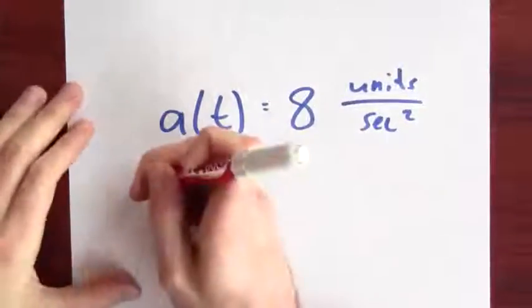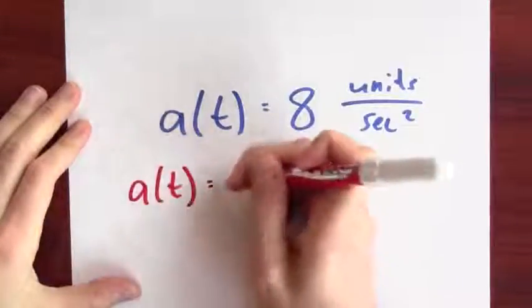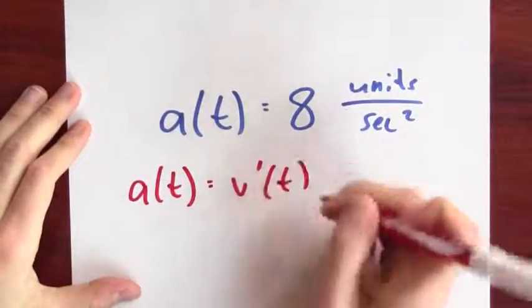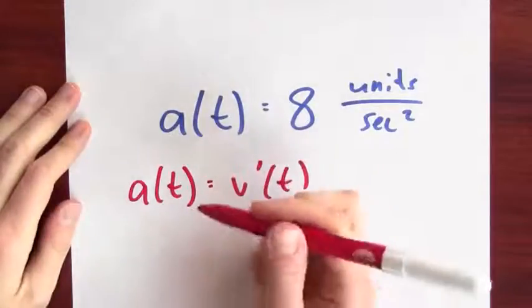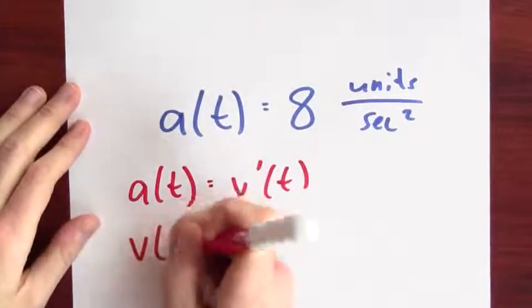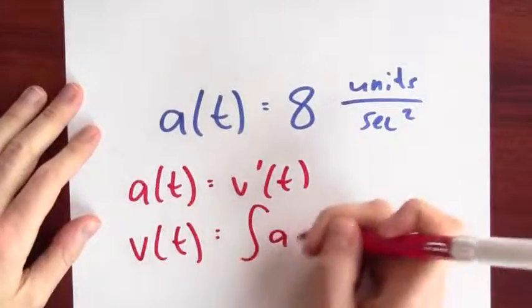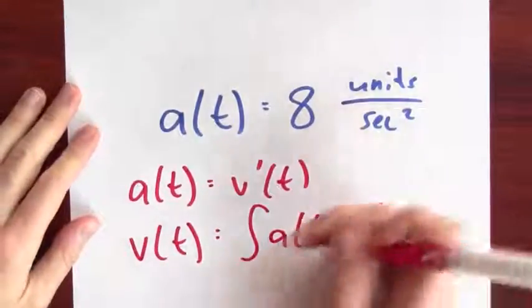We have to think back to how velocity and acceleration are related. Well, by definition, acceleration is the change, so the derivative, in velocity. Acceleration is the rate of change in velocity. Or in other words, velocity is an antiderivative of acceleration. So I know that a of t is 8. Let's now solve for v.